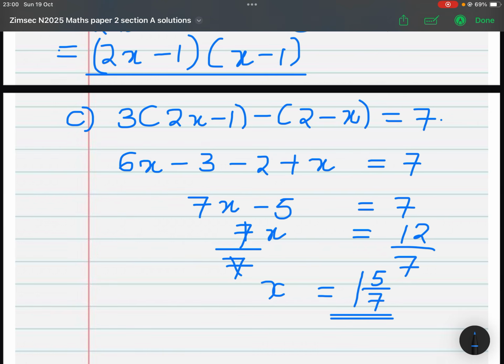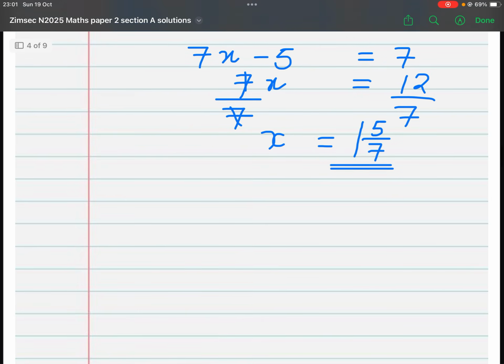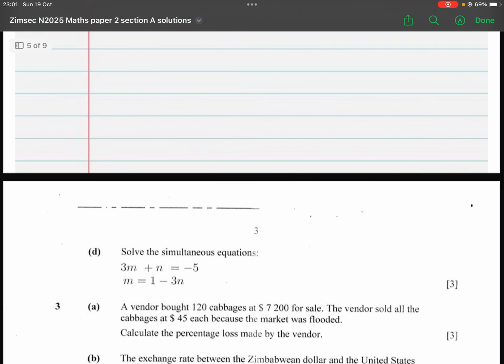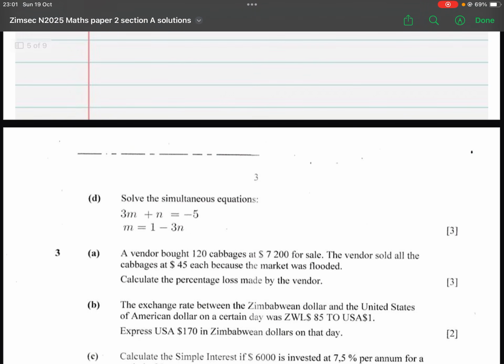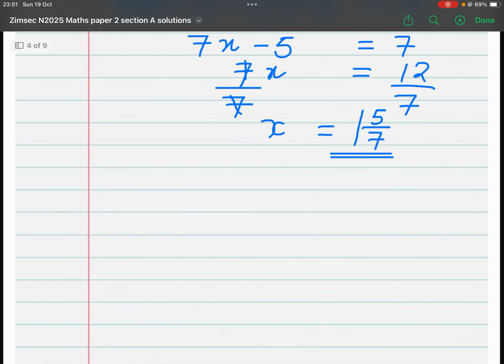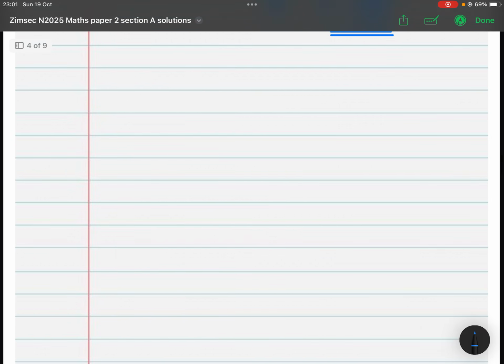So now next we need to proceed to part D of the question. So part D is in the page below. We are required to solve the simultaneous equation 3m plus n is equal to 5, and also m is equal to 1 minus 3n. So we are required to find the value of m and the value of n. So let me copy the question as it is. We are now on part D.